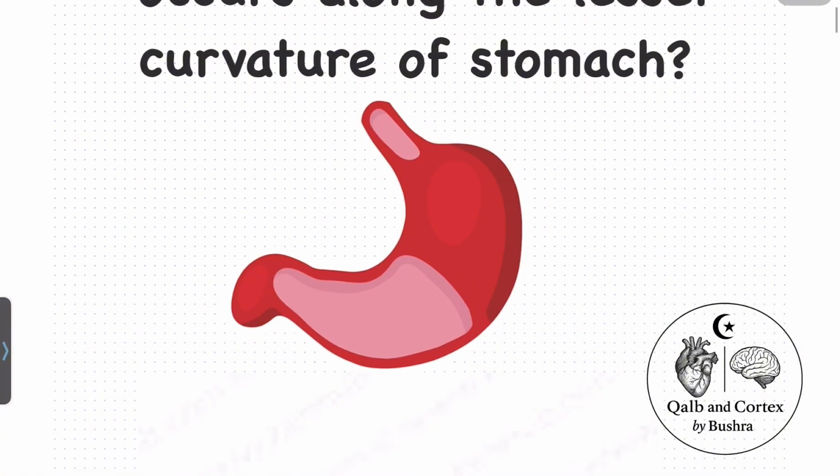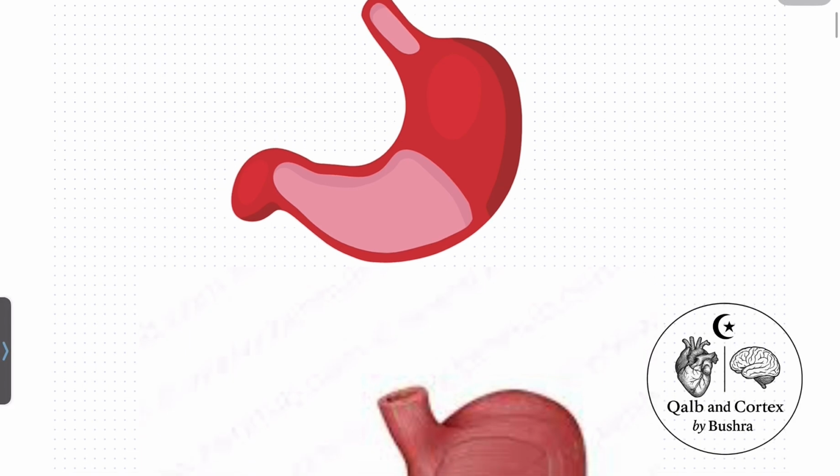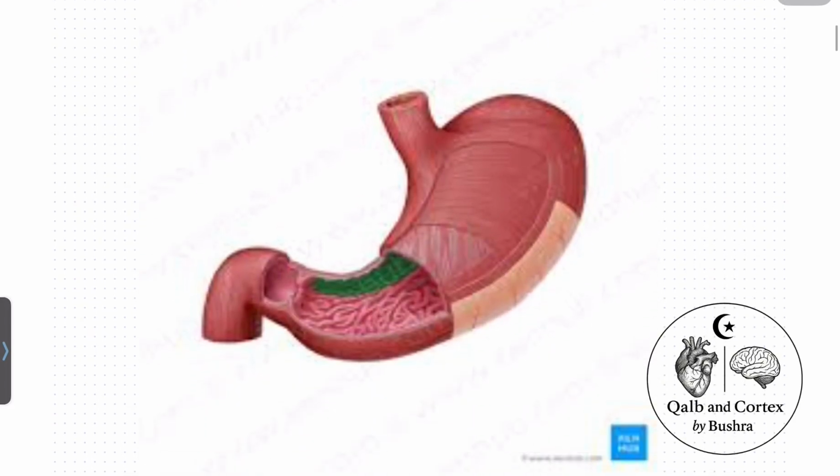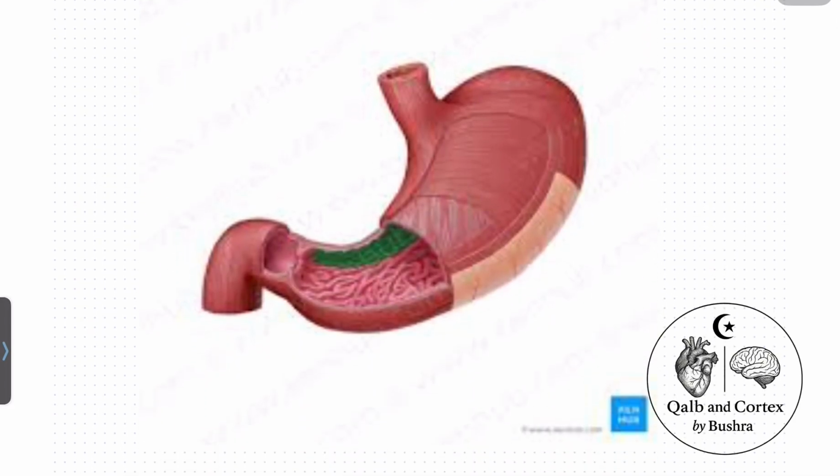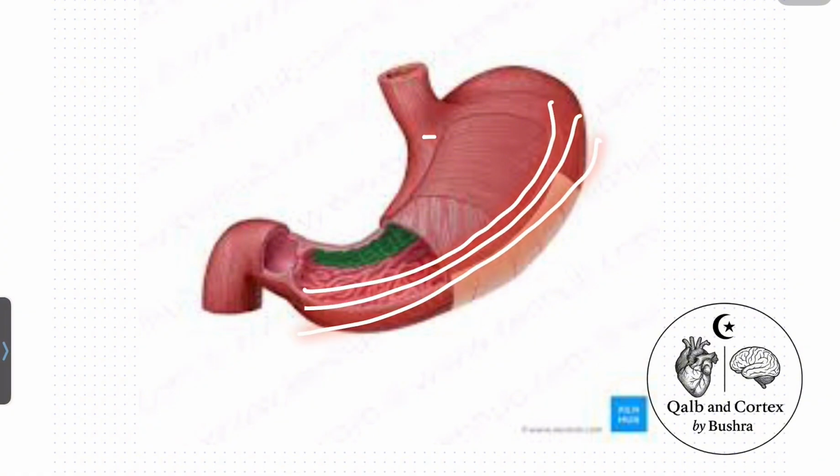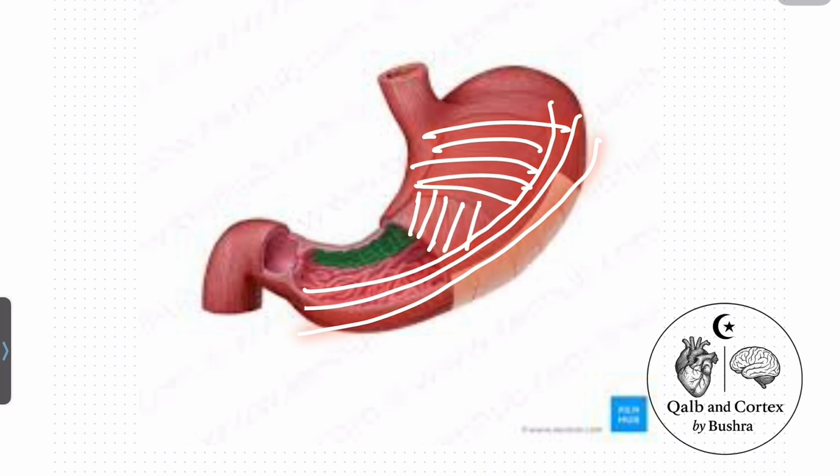So we know the histological structure of the stomach. The wall of the stomach presents four coats, from within outwards, and these are mucosa, submucosa, muscularis externa, and serosa. The muscularis externa, or the muscle layer, consists of three layers of smooth muscle: outer longitudinal, middle circular, and inner oblique layer of smooth muscle.